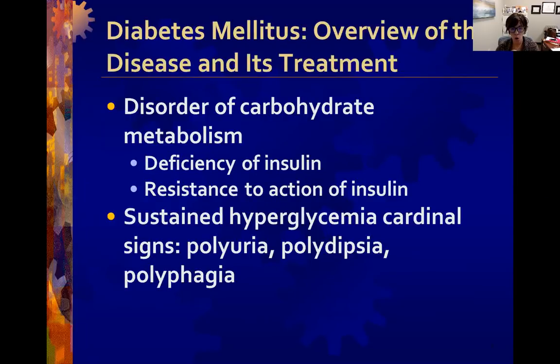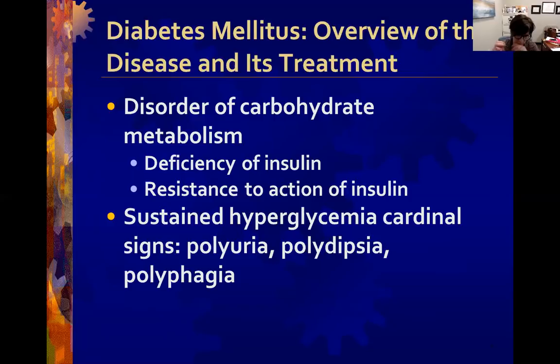It's a disorder of carbohydrate metabolism. Remember, there's a deficiency in insulin, so there's not enough insulin, or the tissues are resistant to the actions of insulin. So there may be insulin in your body, but the tissues are saying, I don't want you to get out. So it's not doing what it's supposed to do. Again, it's sustained hyperglycemia. The cardinal signs: polyuria, polydipsia, polyphagia.